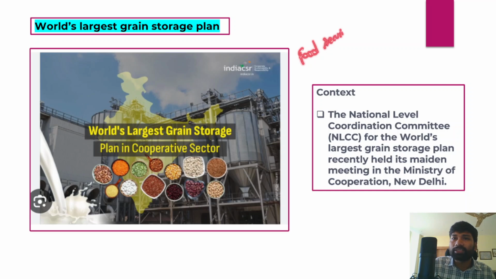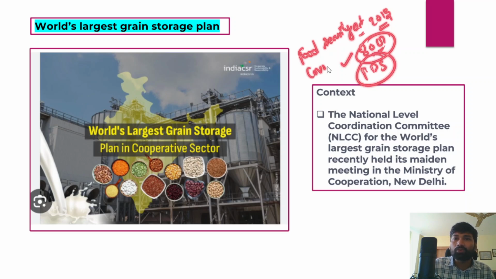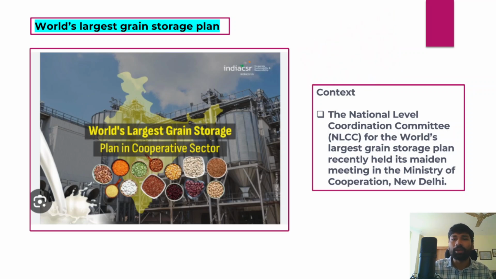In fact, under the National Food Security Act of 2013, around 80 crore people are being provided food grains under the public distribution system, right? During the recent COVID-19 pandemic also, the central government provided food grains free of cost to all the eligible beneficiaries.